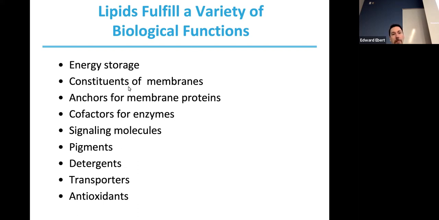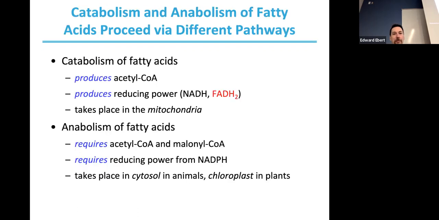fur. But other than pigmentation, lipids are clearly energy storage and membrane components. But there are a lot of cofactors and signaling molecules and even transporters that are lipid based. And we'll see some examples of those here.